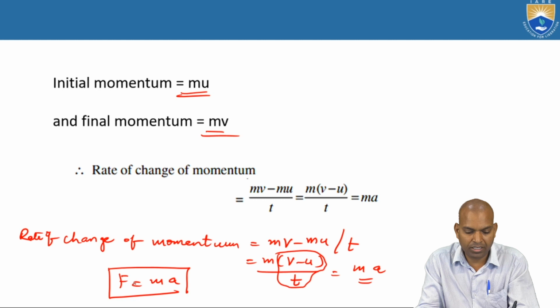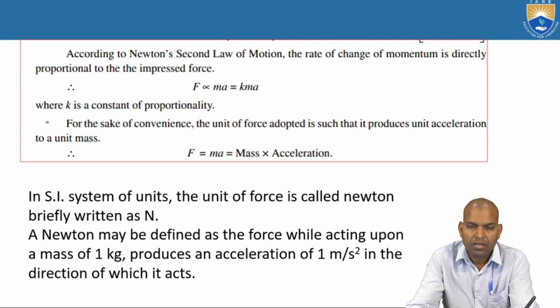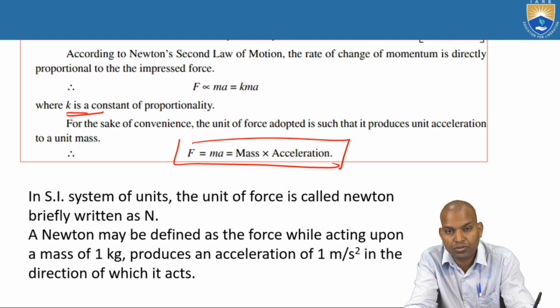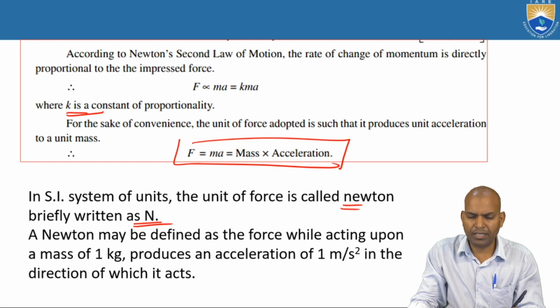Now, according to Newton's second law of motion, the rate of change of momentum is directly proportional to the force, so F is directly proportional to ma, F equals K times ma, where K is the constant of proportionality. This K is taken as unity, so F equals ma, mass times acceleration. In the SI system of units, the unit of force is the Newton, written briefly as capital N. One Newton equals 1 kg meter per second squared.